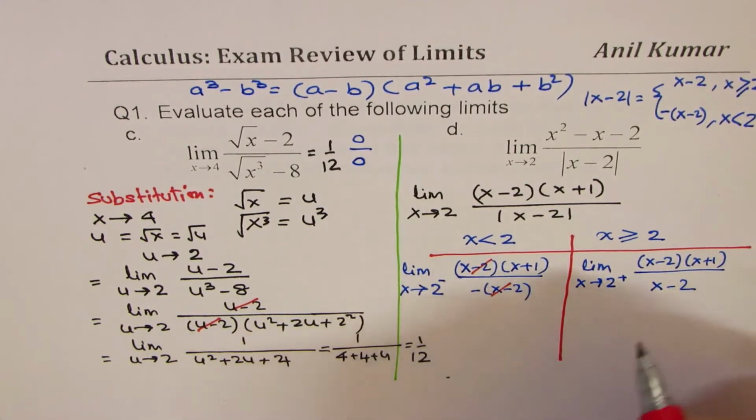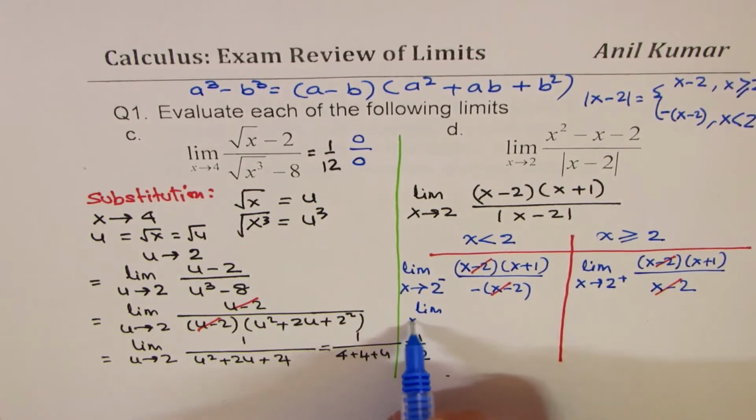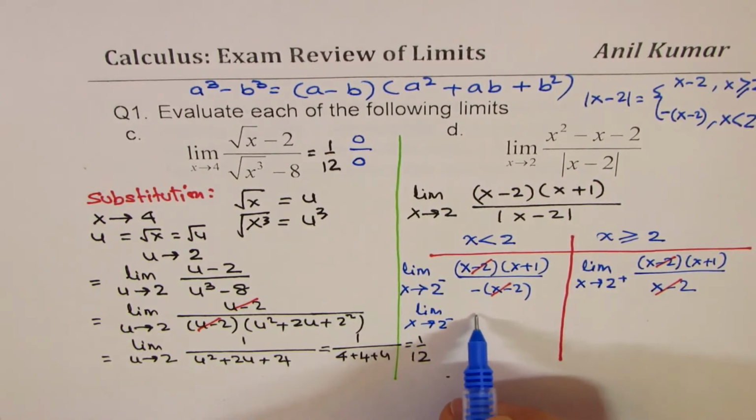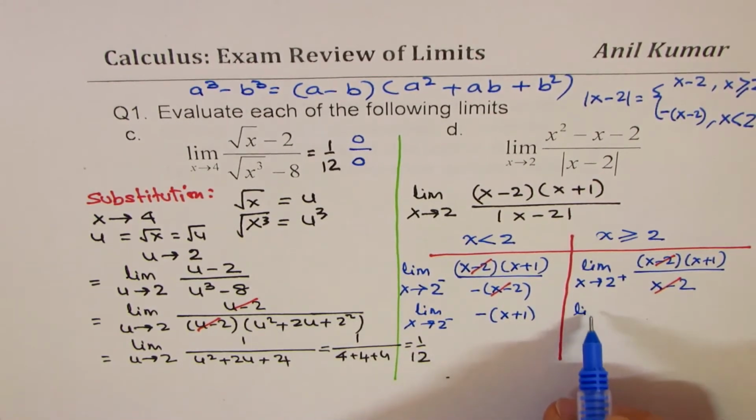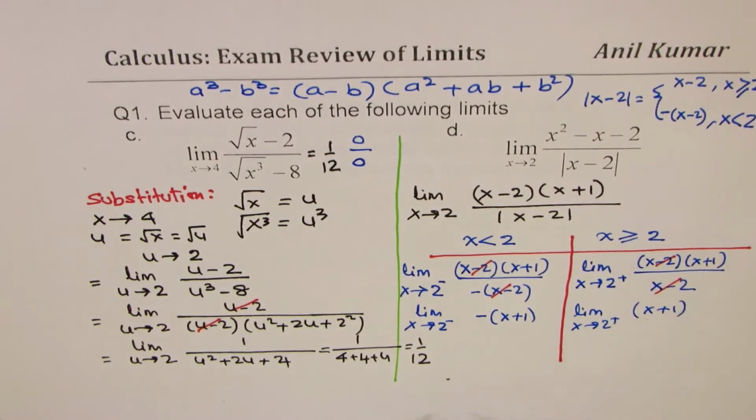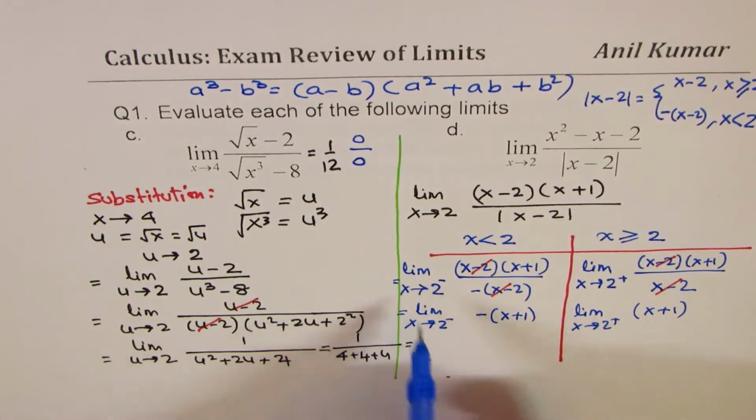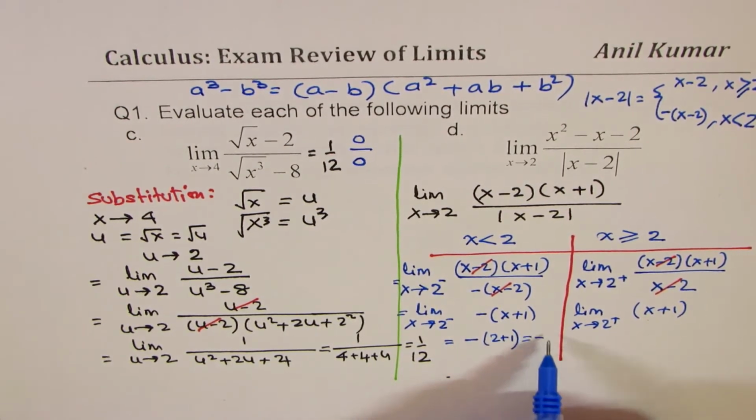Now this cancels, right? Here also this cancels. However, there is a difference. What we get on the left side is limit x approaches 2 from the left side. We get negative of x plus 1, right? This negative. On the right side, we get limit x approaches 2 from the positive side for x plus 1. Now if I substitute 2 here, what do I get? Substituting 2, I get negative 3, right? 2 plus 1, which is negative 3.